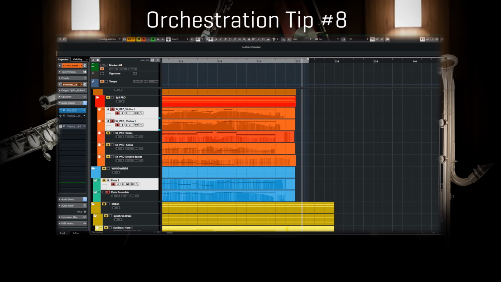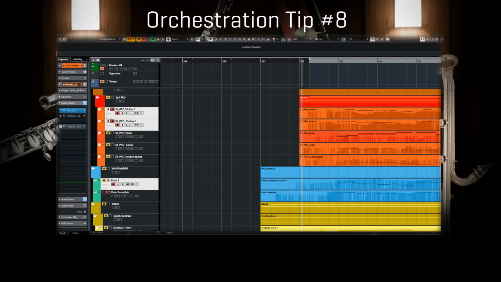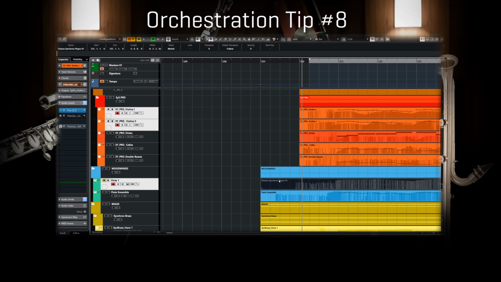I have no doubt in picking the flute ensemble for the sound I'm looking for. So now we can listen to the full arrangement.